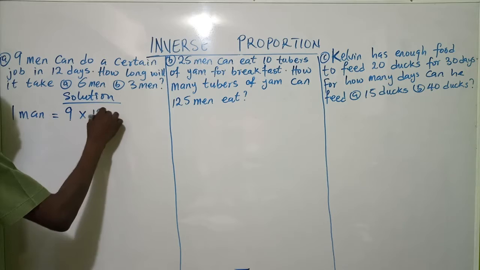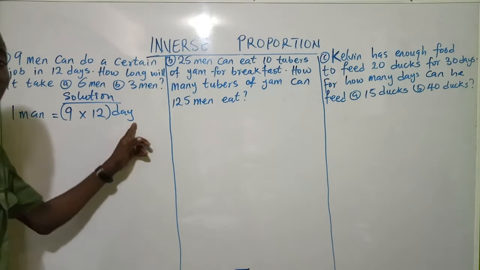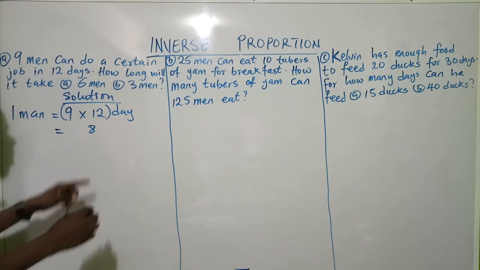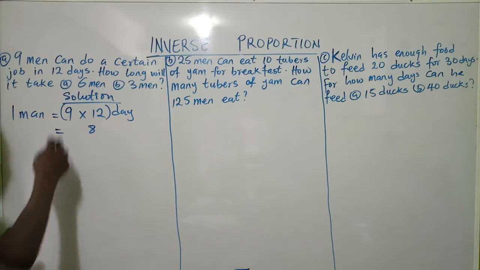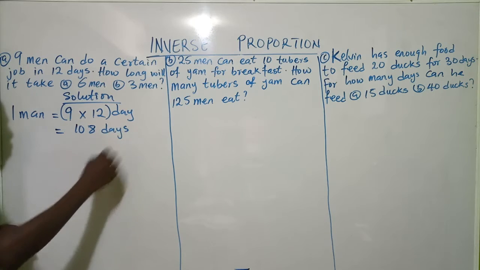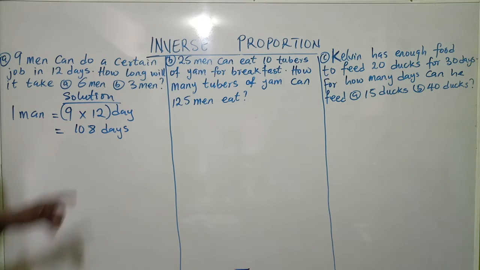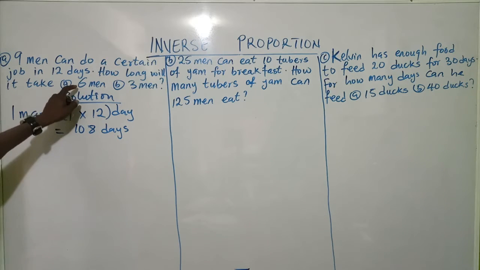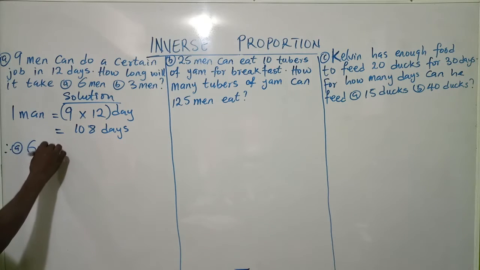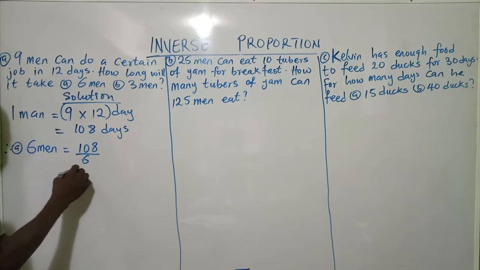One man will do this job in 9 times 12 days. So you multiply this to give us the number of days. 9 times 2 is 18, you write down 8 and carry 1. 9 times 1 is 9, plus the 1 is 10. That means one man will do this job in 108 days. Now, since we know that one man will do this job in 108 days, we can easily find how long it will take 6 men. Therefore, A, 6 men will do this job in how many days? 108 divided by 6.